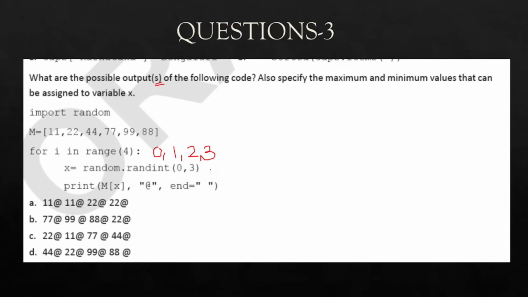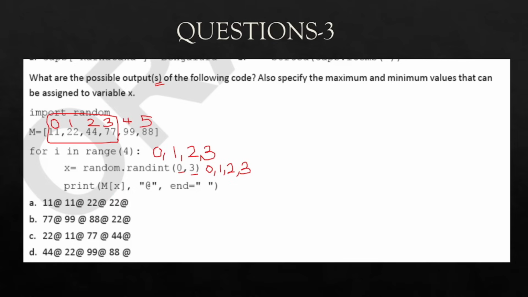So what is randint? Again here 0, 1, 2 and 3. Both the last values it will be considering for randint. After that m[x]. So what is m[x] here? It is 0, 1, 2, 3, 4, 5. So obviously you have to consider these are the values. Okay, now m[x], end equal to space. So after printing every value, a space should be there, and end equal to space means everything will come in the same line. Now let's see what is the possible output.